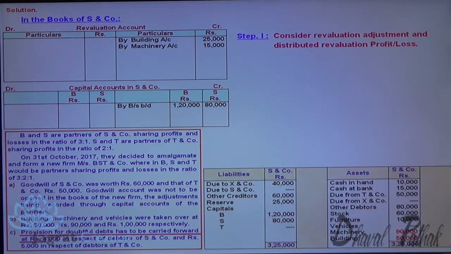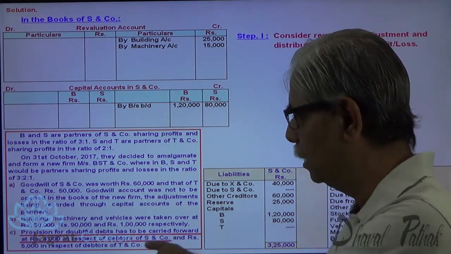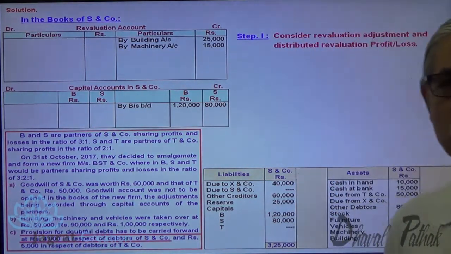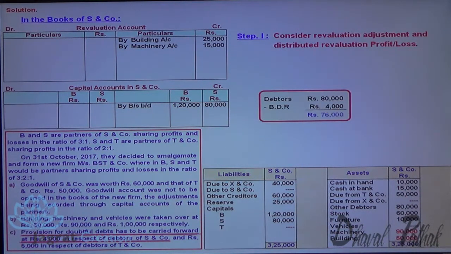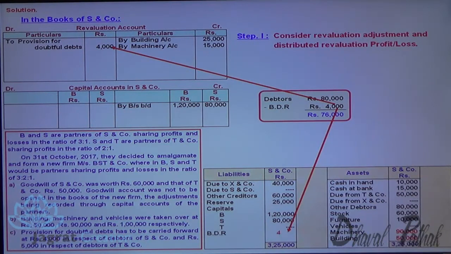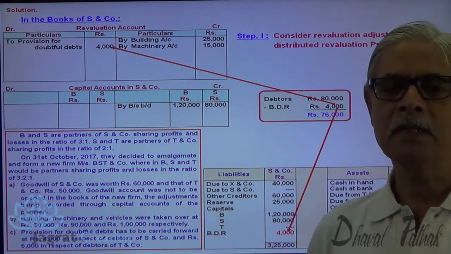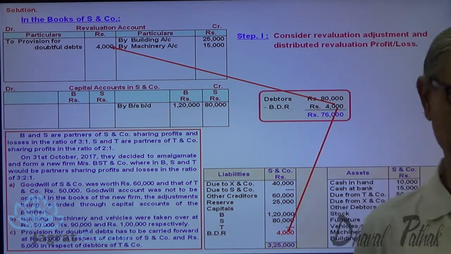Now next, revaluation adjustment. Provision for bad debt reserve required for S&N company. How much? 4,000. So when you make a provision for bad debt reserve, revaluation account gets debited. So revaluation account debit 4,000. Provision for bad debt reserve I write on the liability side in this fashion. This is how revaluation adjustments are considered.